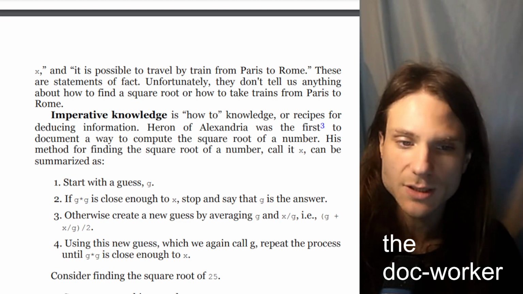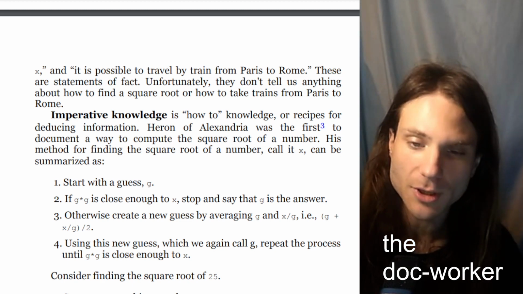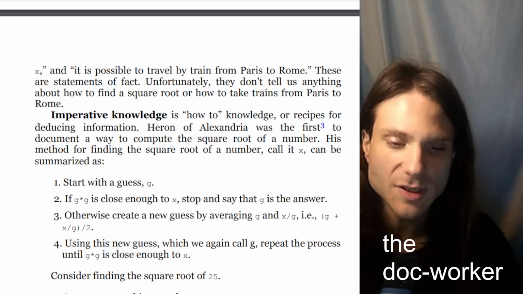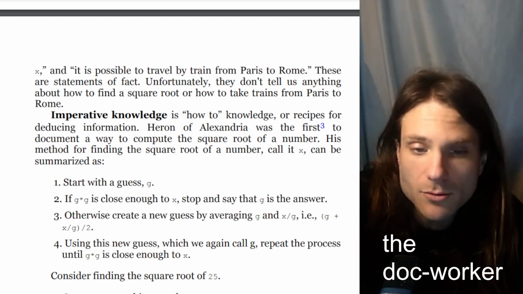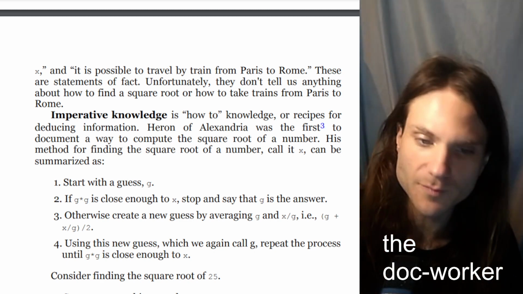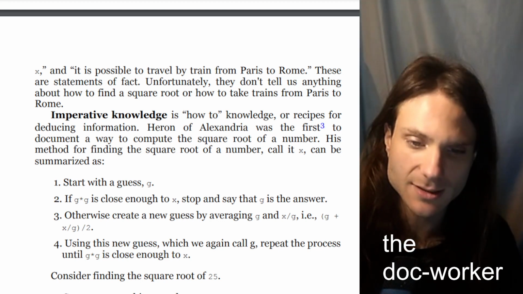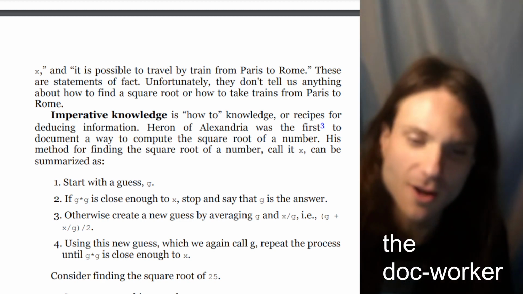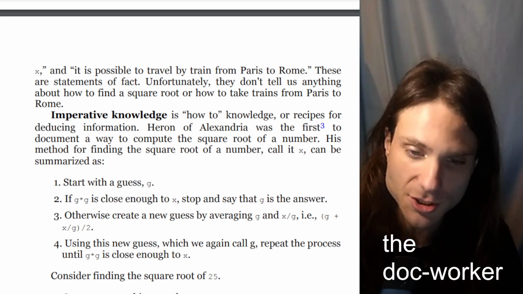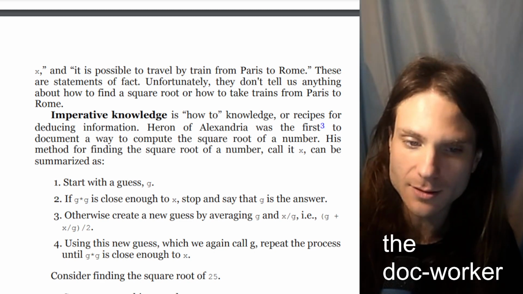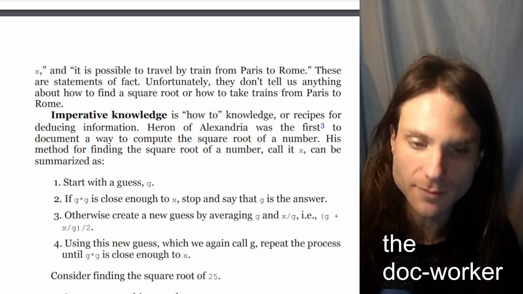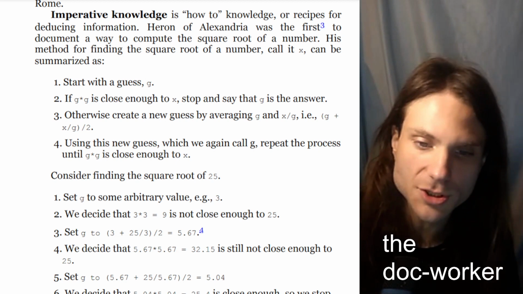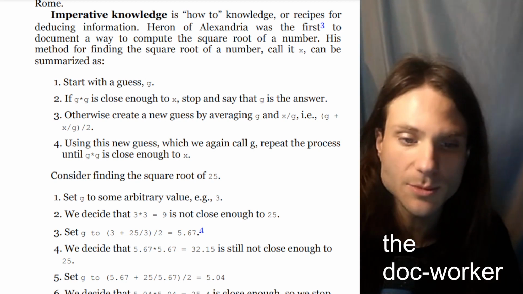Heron of Alexandria was the first to document a way to compute the square root of a number. His method for finding the square root of a number, call it x, can be summarized as: 1. Start with a guess, g. 2. If g times g is close enough to x, stop and say that g is the answer. 3. Otherwise create a new guess by averaging g and x over g, i.e. g plus x over g, divided by 2. 4. Using this new guess, which we again call g, repeat the process until g times g is close enough to x.